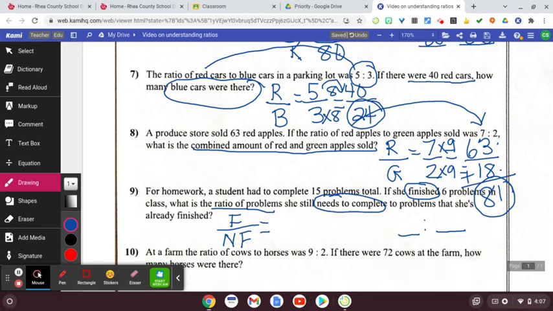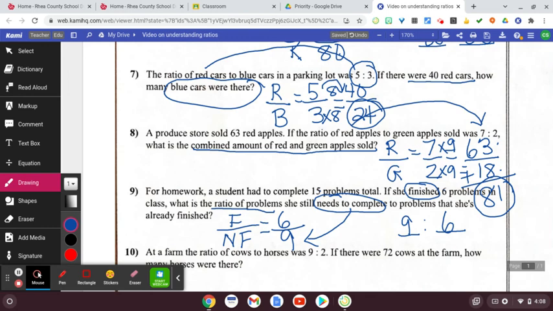So right here in our problem, it tells us that she has finished 6. But how do we find out how many is not finished? Well, we just take 15 minus 6, and that gives us 9. So we don't even have to really do anything to this except write down the correct ratio. So the ratio of problems she still needs to complete is the non-finished ones to the problems that she's already finished. So her answer is 9-6.